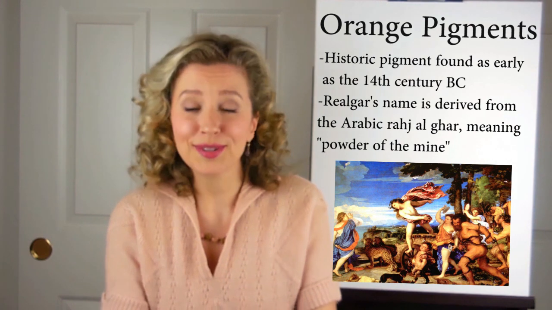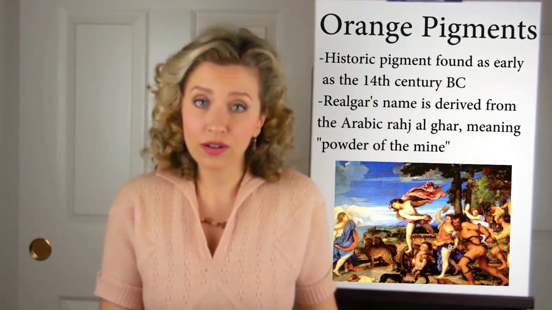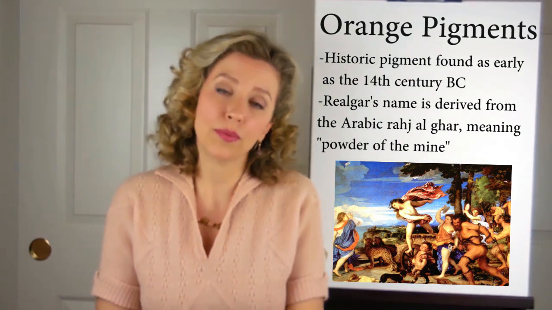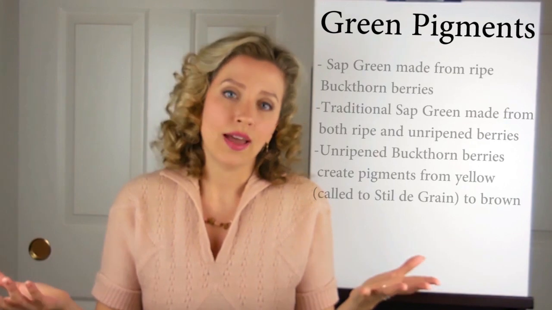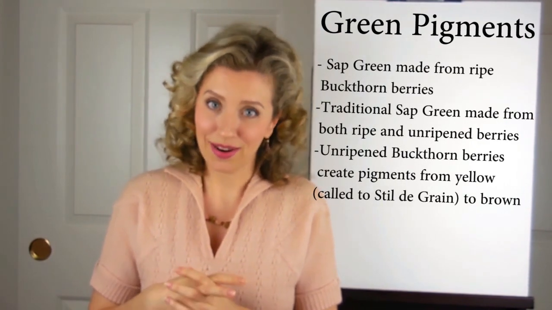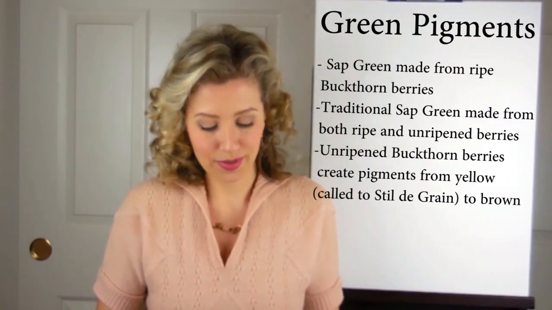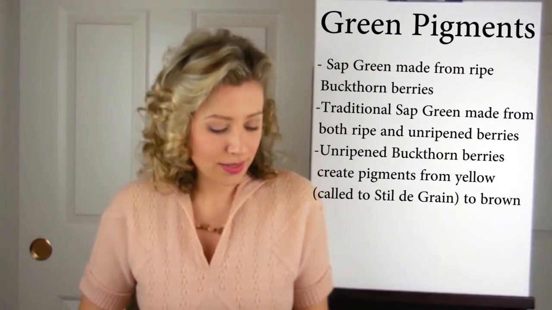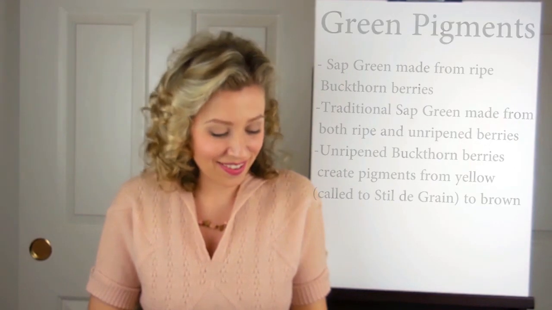So moving on to orange. Orange is produced by chrome or realgar, which the realgar was very popular with the Impressionist artists. Greens were from mixing the yellows and the blues together, but also sap green was derived from buckthorn berries, which I always thought was a kind of cool thing, because I can just see people grinding berries, and it seems so natural. I love it.